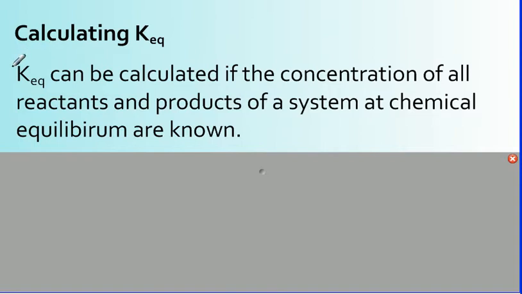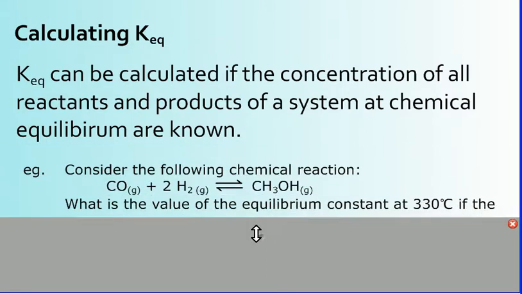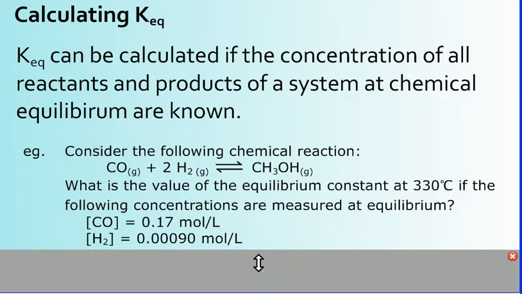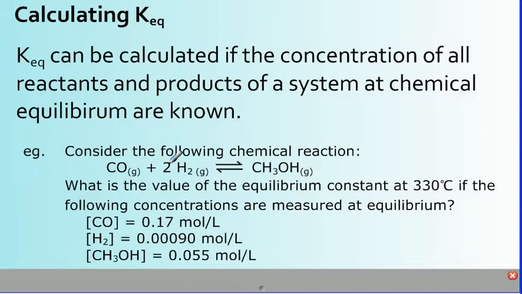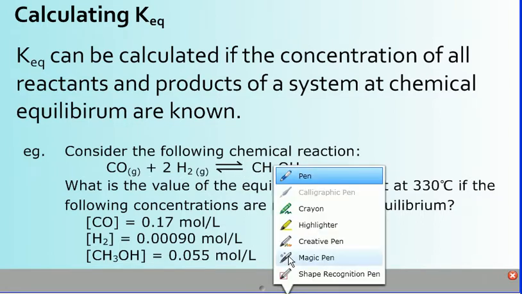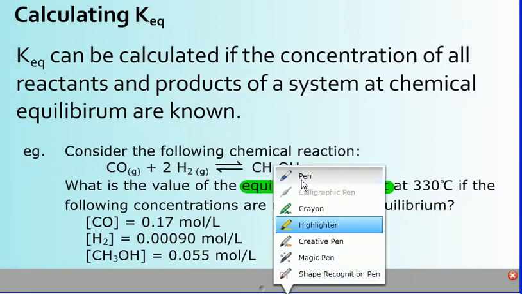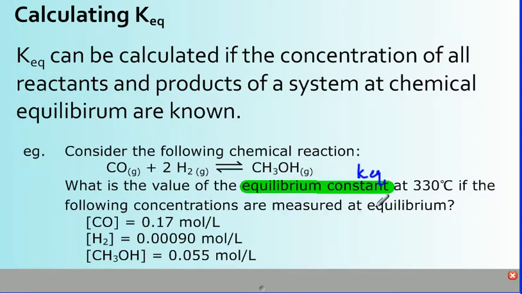We can calculate a value for KEQ if we know the concentration of the reactants and products of a system at equilibrium. So let's look at a sample problem here. Here we have a balanced equation, carbon monoxide and hydrogen combining to form methanol. And this question is asking us, what is the value of the equilibrium constant? So that's KEQ.